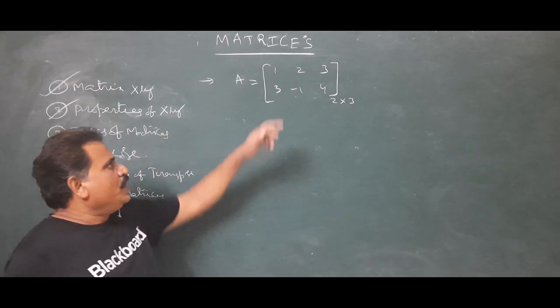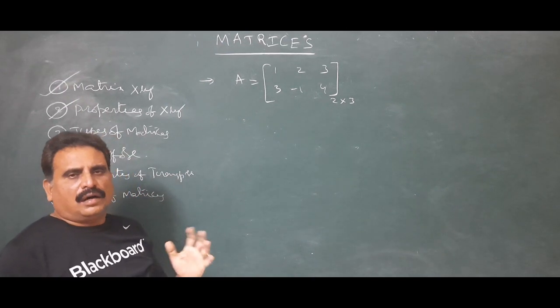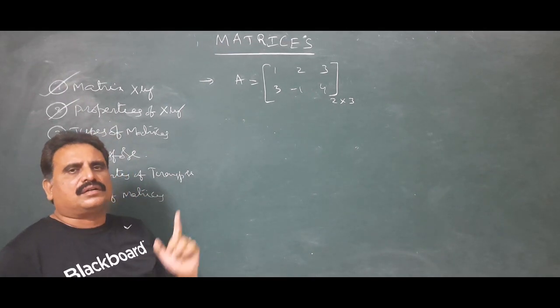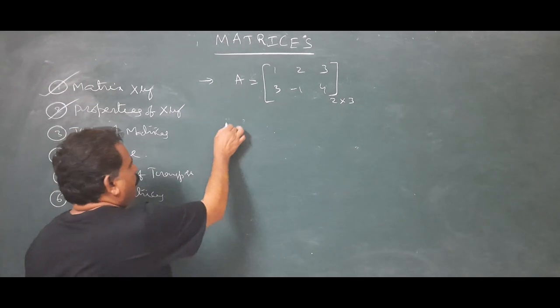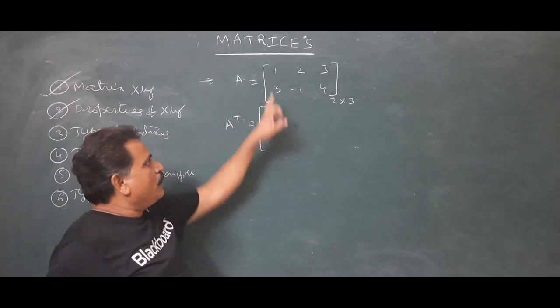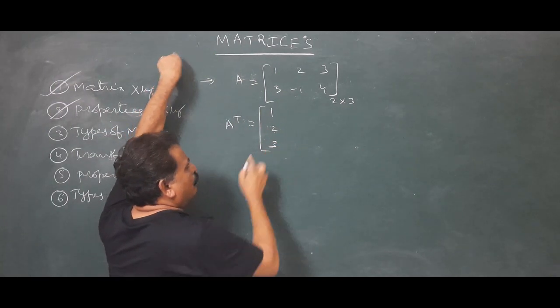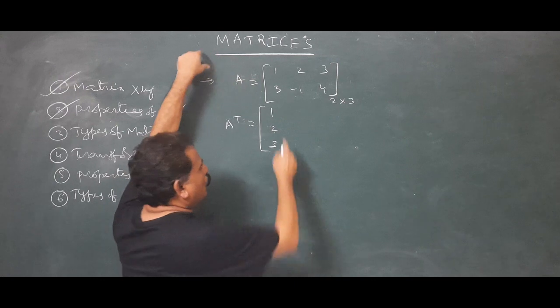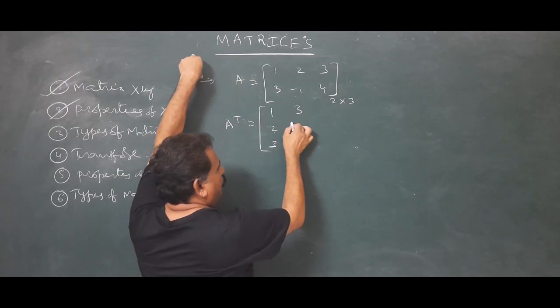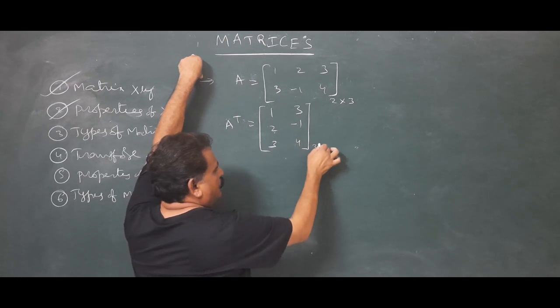The rows in A written as columns, the obtained matrix is called the transpose of A, denoted by A^T. That is equal to first row 1 2 3. You have to write down that as the first column. Second row 3 minus 1 4. You have to write down that 3 minus 1 4 as the second column. This order is 3 by 2.